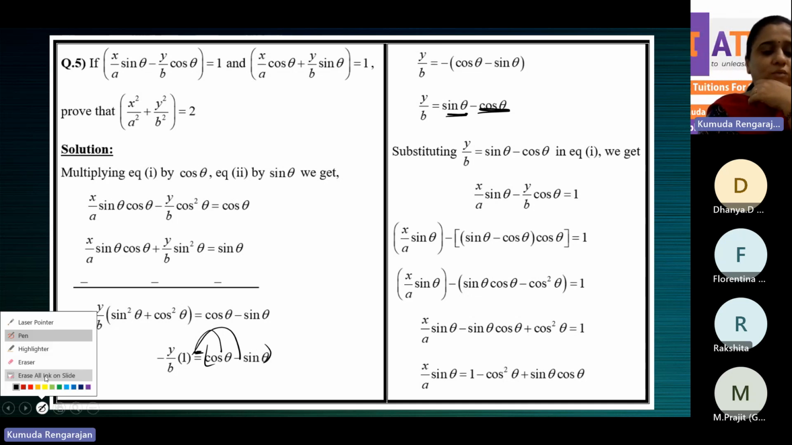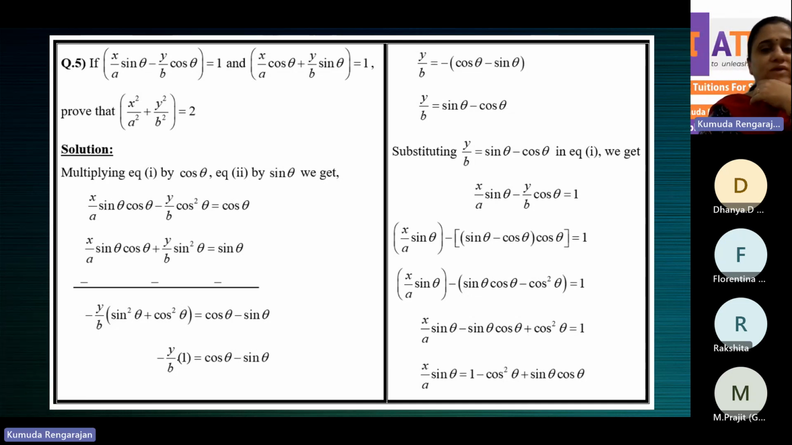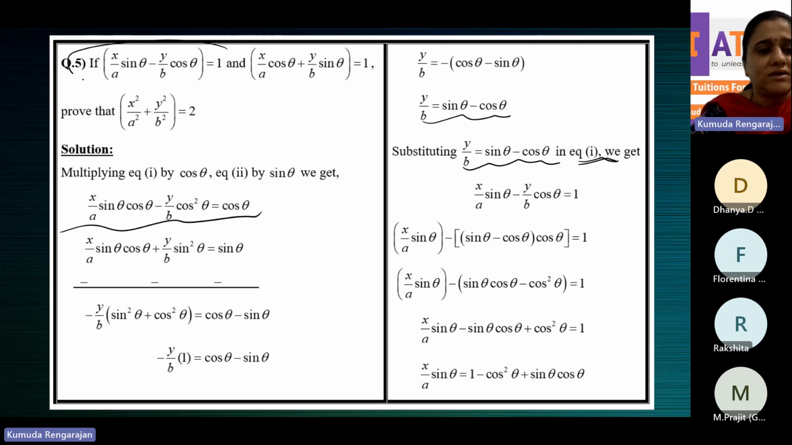Now we got the value of y by b. We're going to substitute it in any one of the two equations and find the value of x by a. We found y by b. Now we're going to substitute y by b is equal to sin theta minus cos theta in any equation, 1 or 2. I have taken 1. 1 means don't take this one. Take the original one.